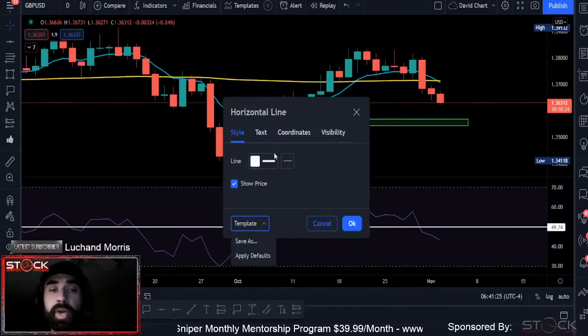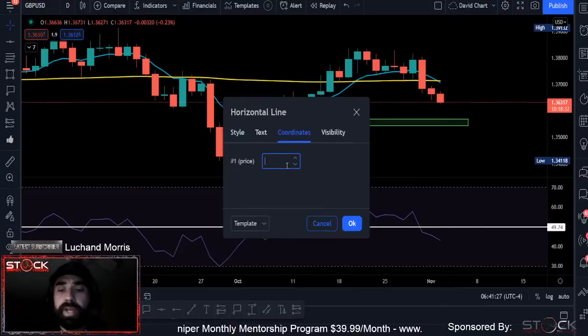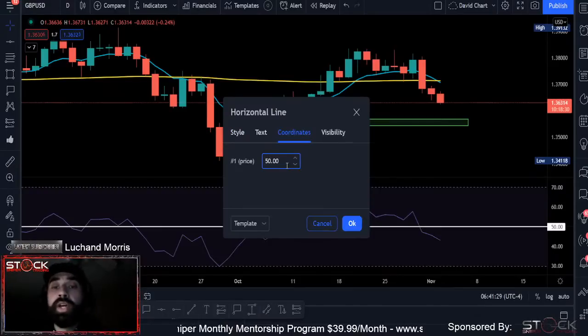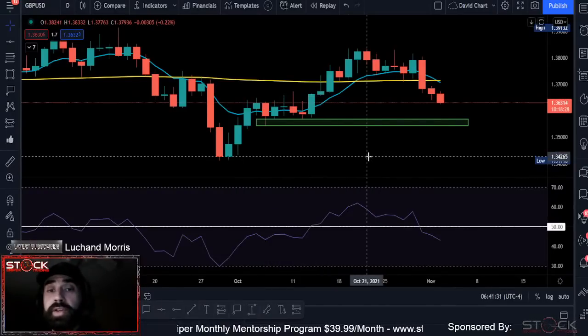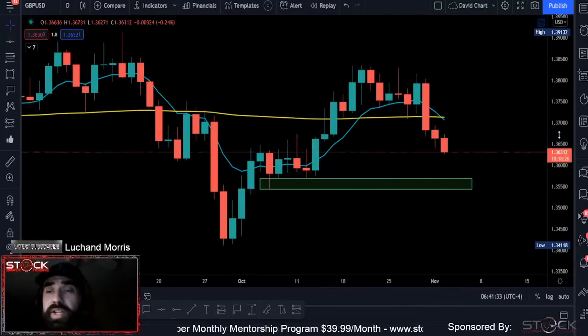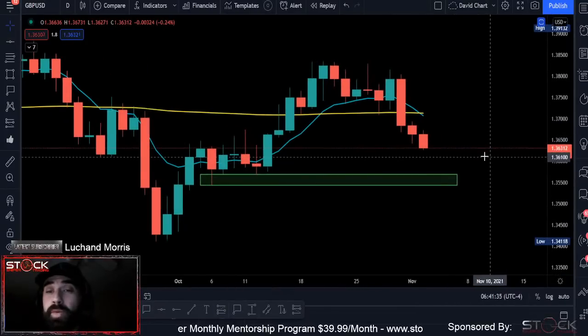Just keep in mind, everyone has different ways of charting. So if my charting is different from yours, my numbers and the areas might be a little bit off simply because we're using TradingView.